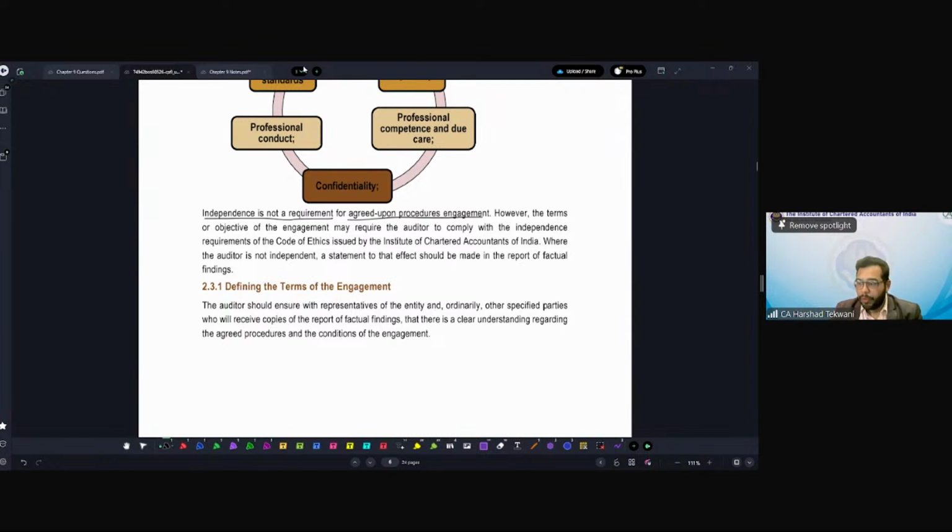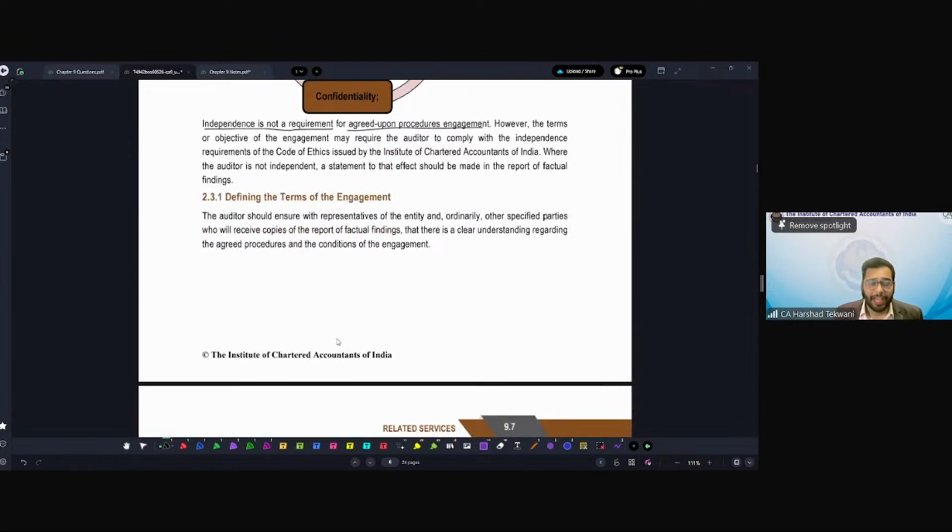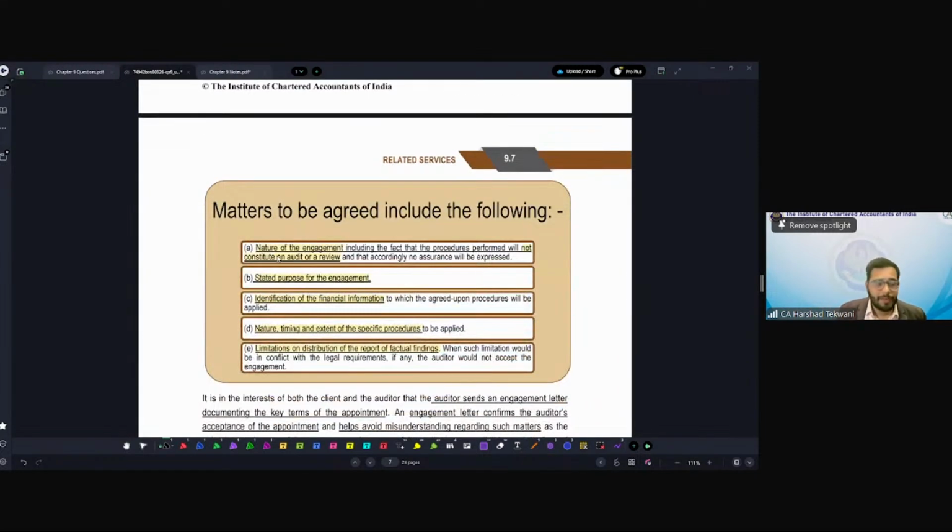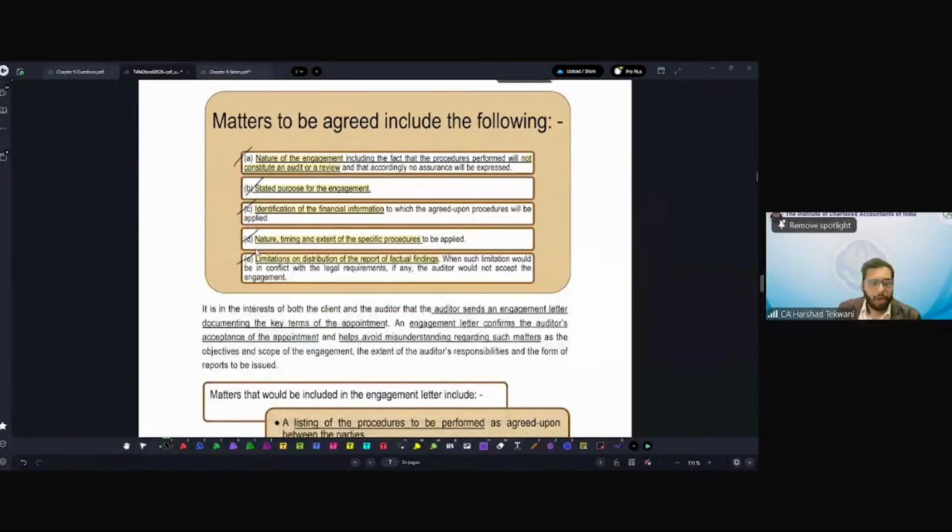Now, we were talking about the principles: independence, not mandatory, perfectly fine, defining the terms. We have to define the terms of engagement because at the end, this is an engagement that is specified over here: the nature of engagement, stated purpose, identification of financial information, nature, timing, and extent of the specified procedures, and limitation on distribution. Then the auditor should send this letter to the respective person who has appointed us, the respective stakeholders, for their agreement. Once agreed, these will become agreed upon procedures.